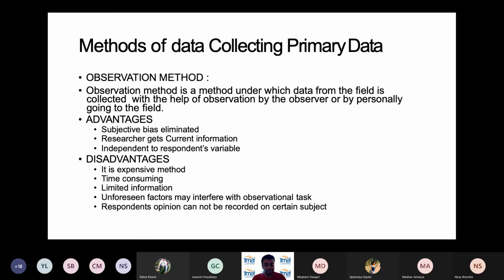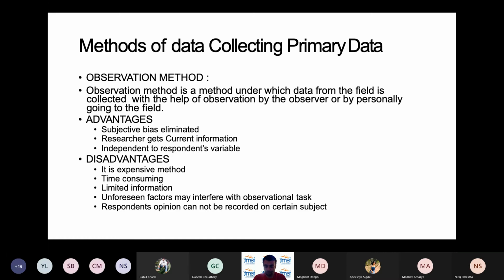In the disadvantages, it is an expensive method, because you need to spend more time, so it is more time consuming. There is limited information, because you are getting the data based on the variables or parameters that you have set. You are not interacting with the participant in your research. Unforeseen factors may interfere with the observational tasks, meaning while you observe a certain phenomenon, there might be other contexts that arise.